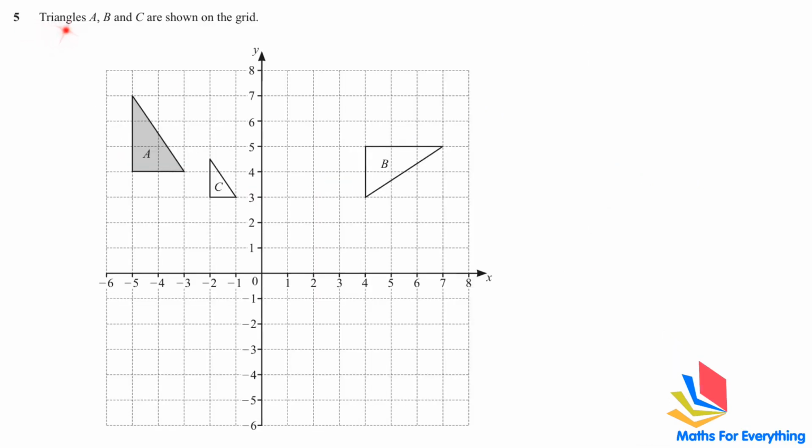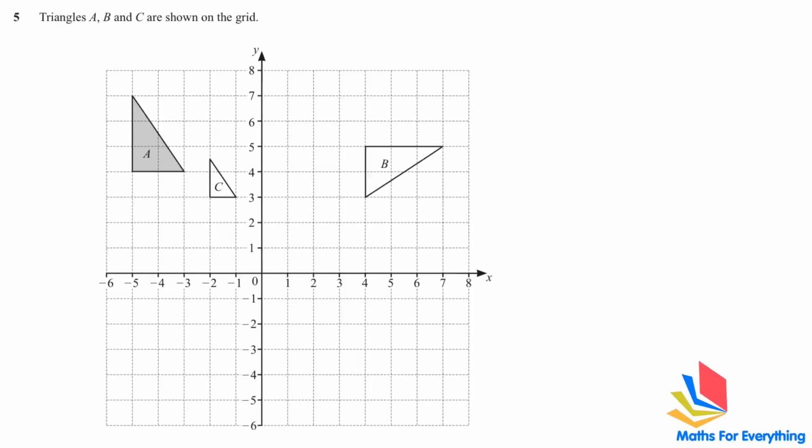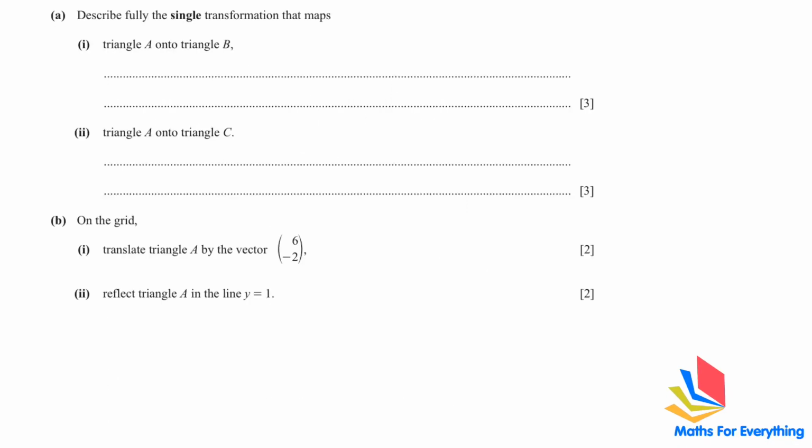Question number 5. We have been given 3 triangles. This is a transformation question. The first part of the question, describe fully the single transformation that maps triangle A onto triangle B. You can see that the size is the same. So it is not enlargement, and the shape has been changed. The height here is 3 and that has been shifted to this place. So that's not even a translation, it's a rotation. Use a tracing paper and you will get the answer that it is a rotation 90 degrees clockwise with center 0, 0.